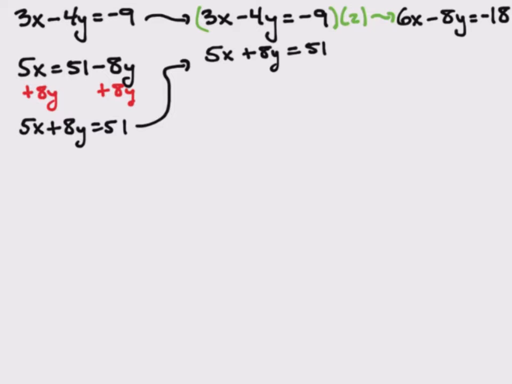All right, now we've got the equation 6x minus 8y equals negative 18. Let's add 51 to both sides of that equation. On the right-hand side, we're going to actually add the number 51. And on the left-hand side, we're going to add something that's equal to 51, namely 5x plus 8y.